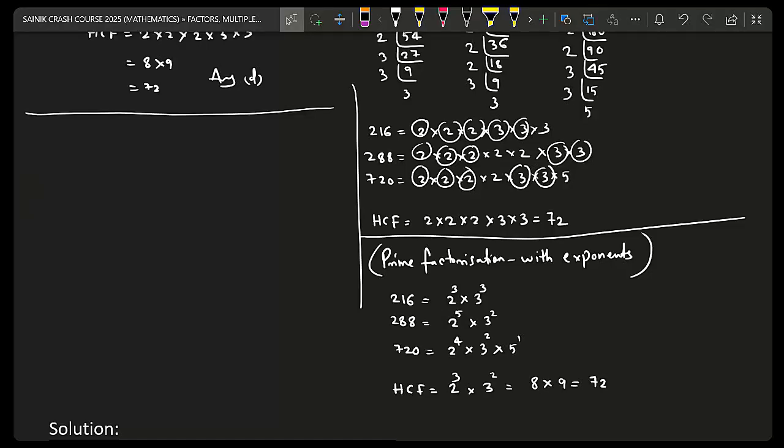Jayant, any doubts? Sir, yes. So we have to copy all methods? Yeah, every method you need to copy. Okay, sir. So I hope everybody understood this, and let's move to the next topic.